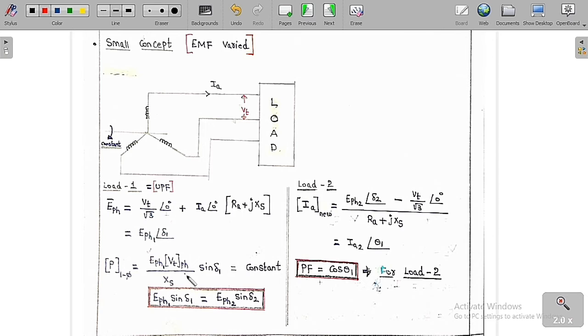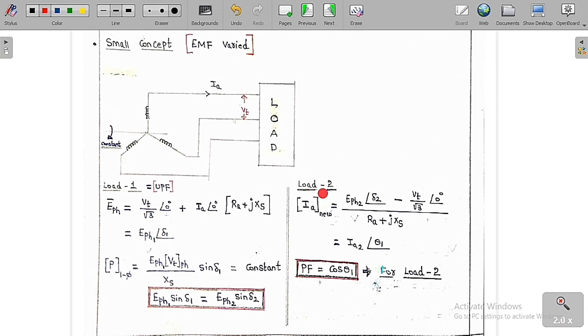Then EPH1 into sine delta 1 is always equal to EPH2 into sine delta 2. These things I have already told you. VT, the terminal voltage, is a constant, X is a constant, and the P is a constant. Then this product also has to be constant, which is EPH1 into sine delta 1 equal to EPH2 into sine delta 2.